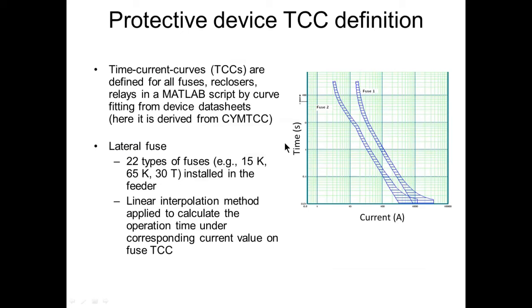In order to compare the fault current obtained from OpenDSS for coordination verification, we need the time current curves of all the fuses, reclosers, and other devices. OpenDSS does not yet have an extensive library of fuses and other devices with their TCC curves defined. So we obtain the definition of these time current curves for the different fuses and reclosers using curve fitting of either the experimental data from the data sheets or the definition given in SIME-TCC. There are 22 types of lateral fuses, some examples given here. For each of them, we used a linear interpolation method to obtain the TCC curves from SIME-TCC.